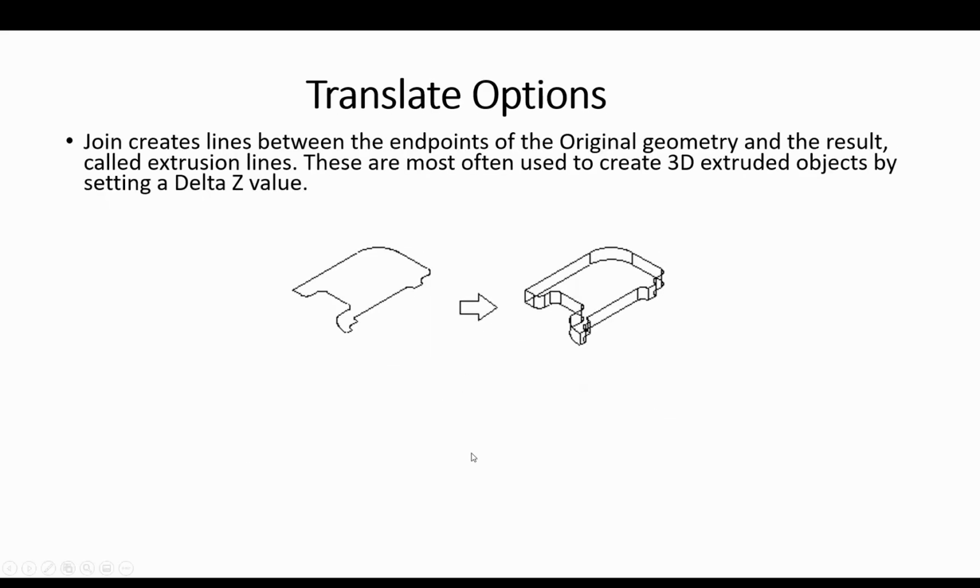Join creates lines between the endpoints of the original geometry and the result, called extrusion lines. These are most often used to create 3D extruded objects by setting a delta Z value.